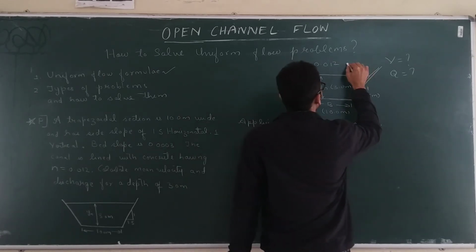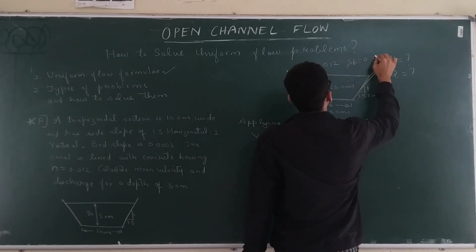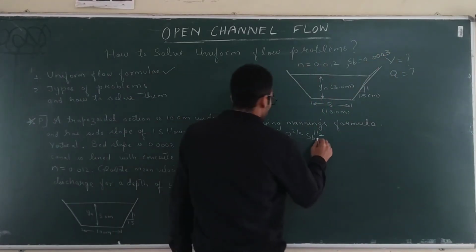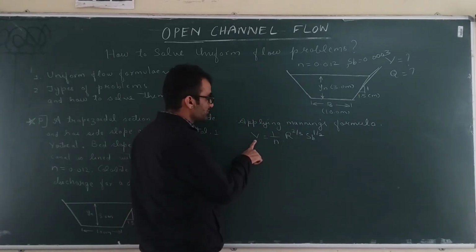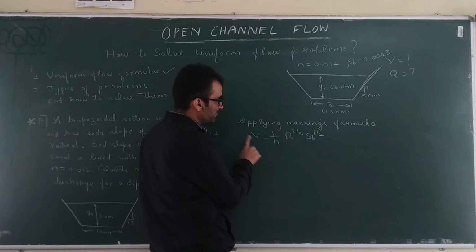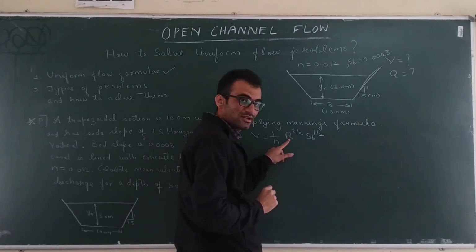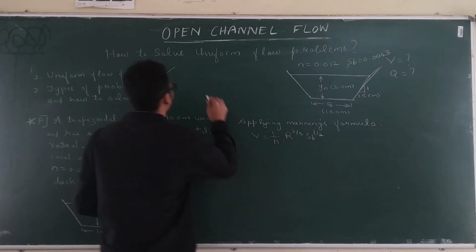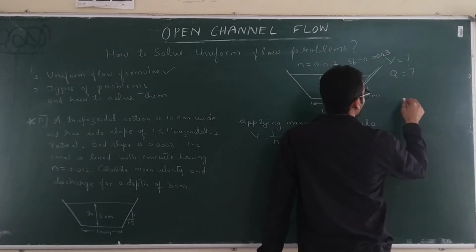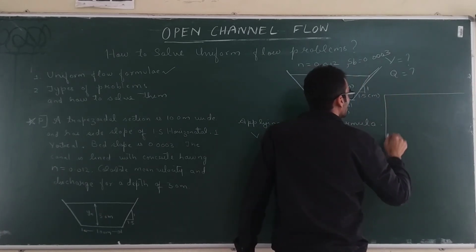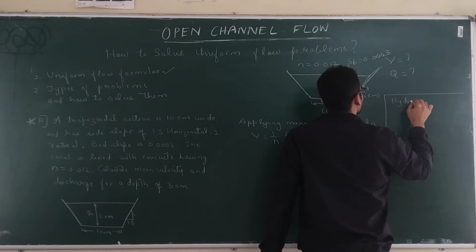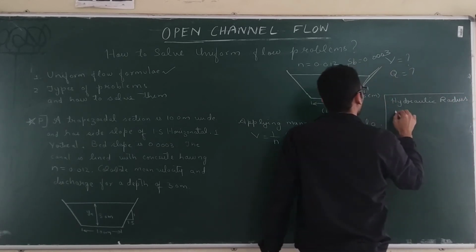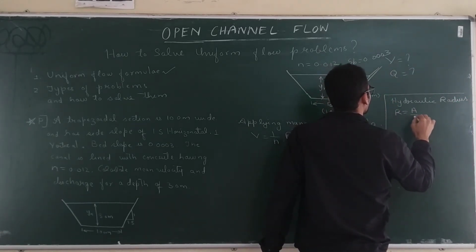Okay, bed slope is also given. I forgot to write it here. Bed slope is 0.0003. So this is the Manning's formula. Now you can use this formula and calculate the mean velocity. But before that, we need the value of hydraulic radius. So first you calculate the value of hydraulic radius. Hydraulic radius R is equal to flow area upon wetted perimeter.